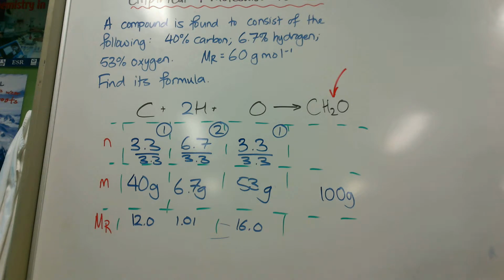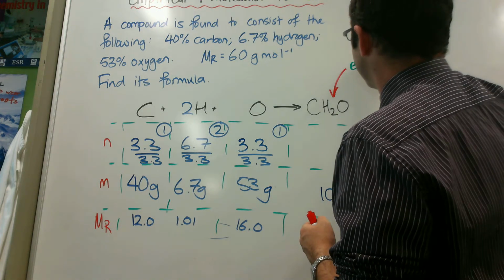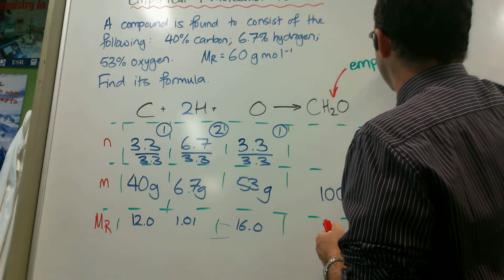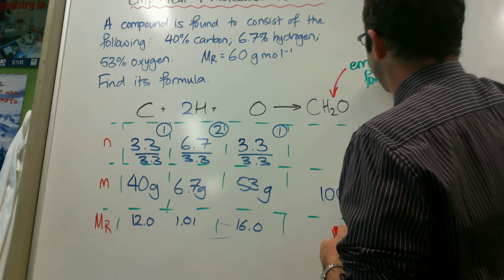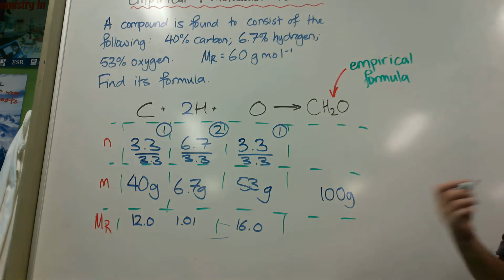All ionic formulae are actually empirical. They're the simplest ratio of ions. This is an empirical formula. So I'll say that again. The simplest ratio of elements in this stuff here, in this unknown compound.